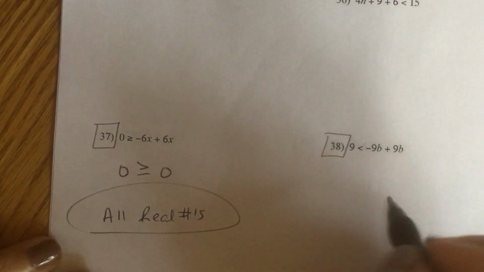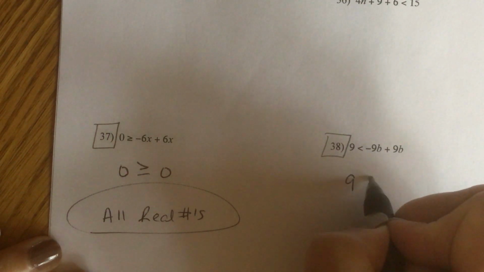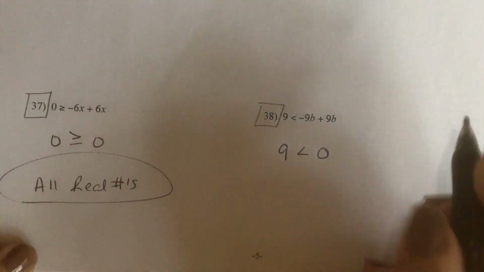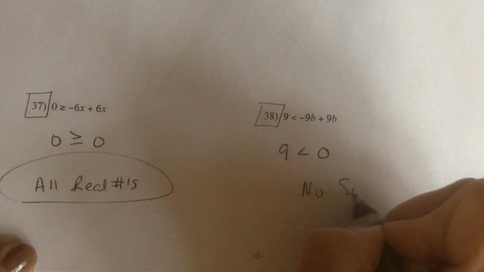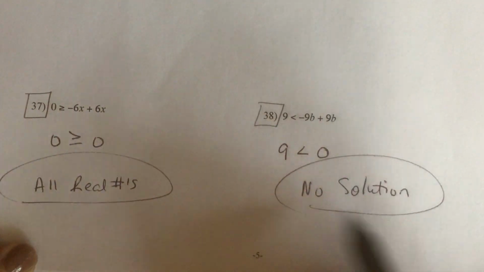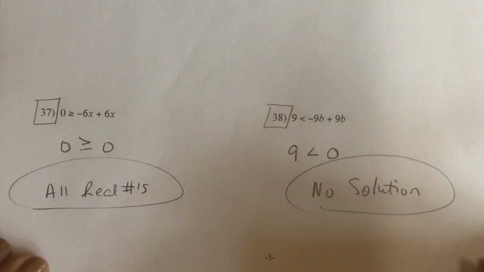Okay? Over here, negative 9b plus 9b is 0. So you have 9 is less than 0. Well, that's impossible. 9 can never be less than 0. So this is a no solution. No matter what you plug in for your variable, you're not going to get something that's true. Okay? So that's how you do those.